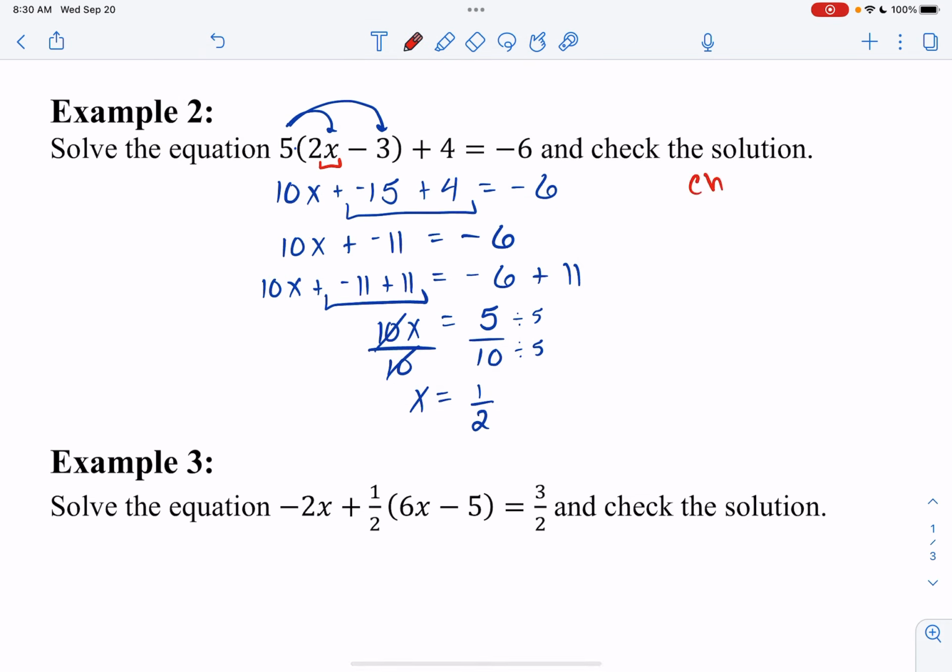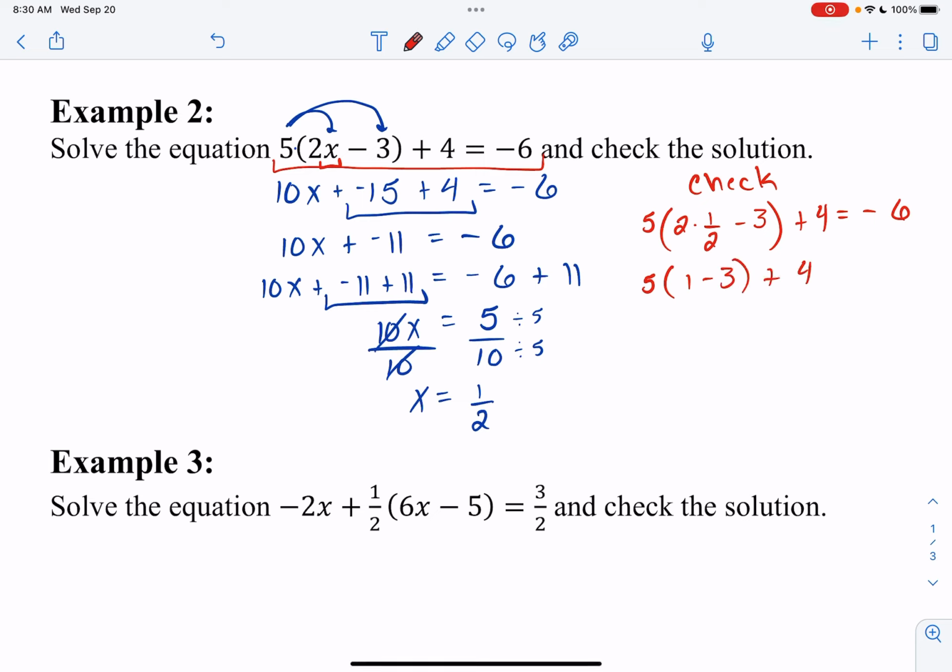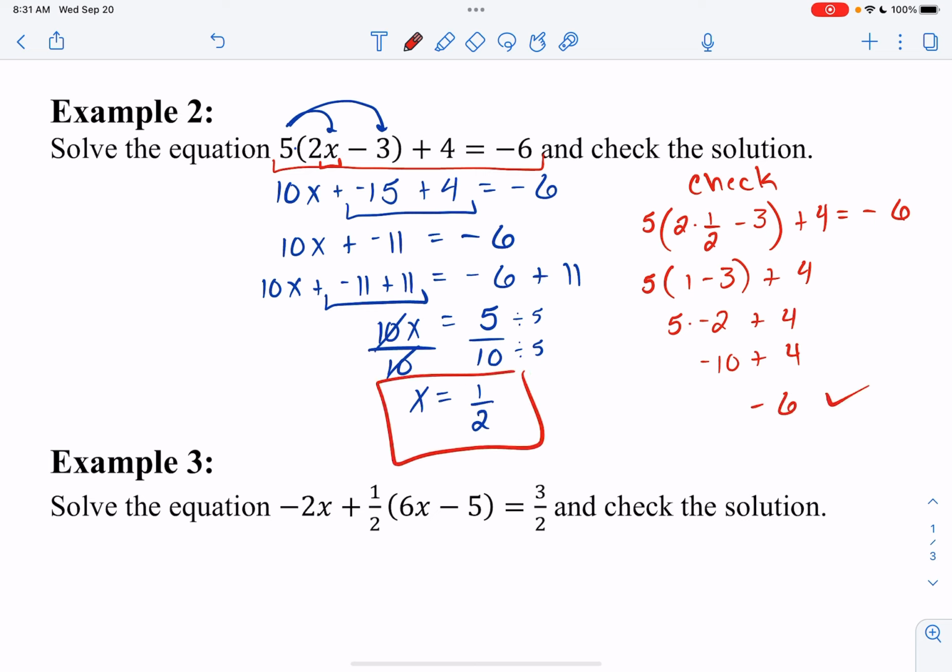Now we want to check it. I'm going to put it back into the original equation and make sure it works. So I'm going to take 5 times 2 times that 1/2 minus 3, add 4 equals negative 6. I can check this longhand by hand. It doesn't end up being that bad. 2 times 1/2 is 1, minus 3 plus 4. 1 minus 3 is negative 2, so 5 times negative 2 plus 4. 5 times negative 2 is negative 10 plus 4, and that does equal negative 6. Check, it worked, so I know my solution of 1/2 is correct.